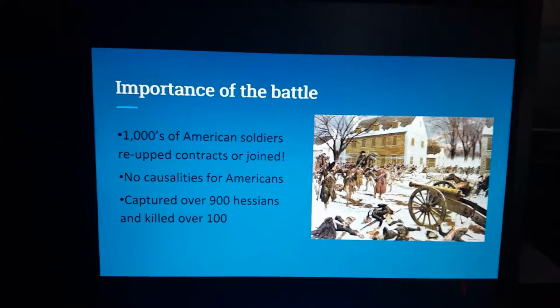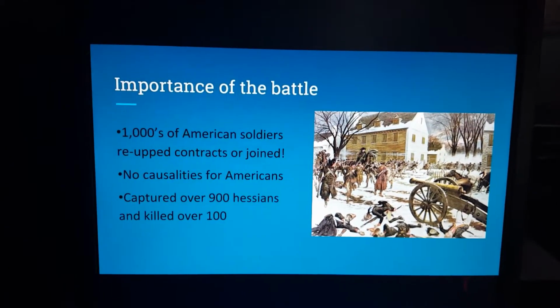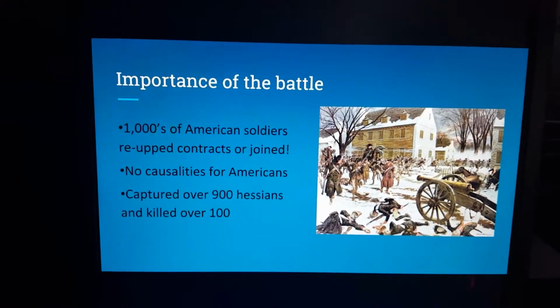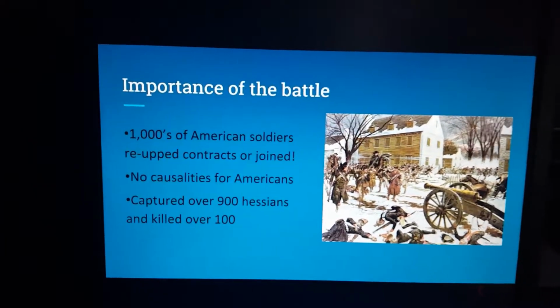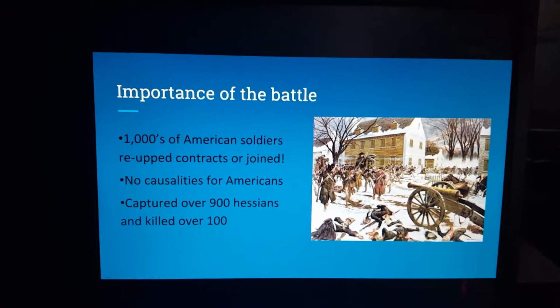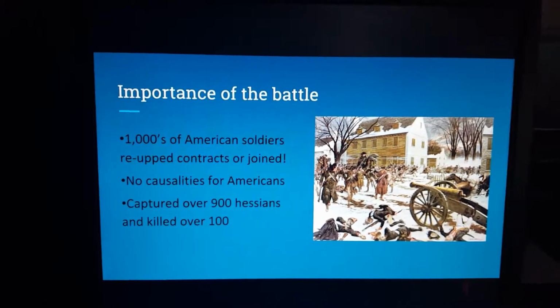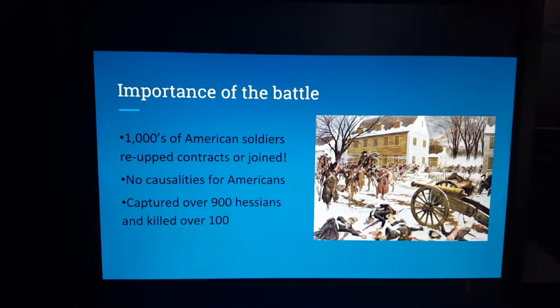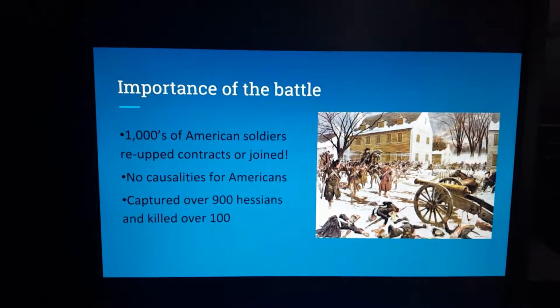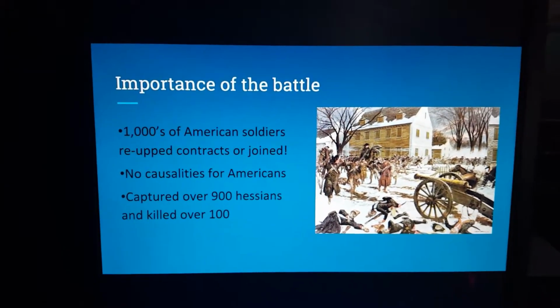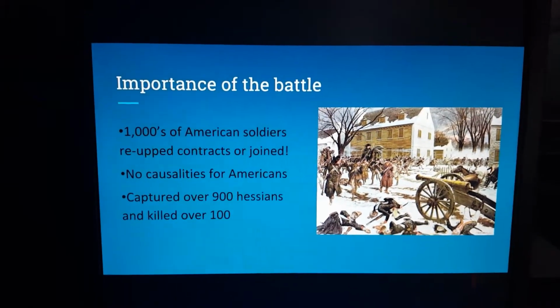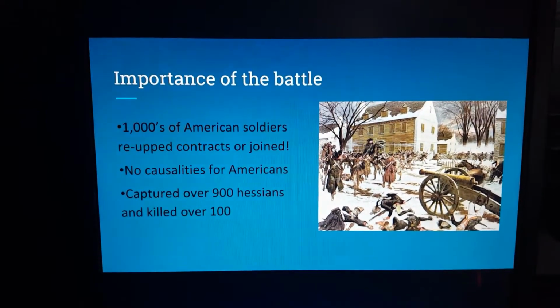And the importance of the battle. Thousands of American soldiers re-upped. This gave America confidence that they could actually win a battle. There were 0 casualties for the Americans, and for the Hessians, over 900 were captured and over 100 were killed. It was not a good day for them.